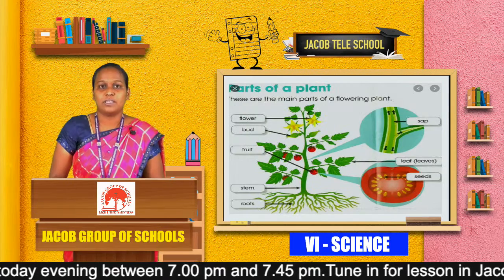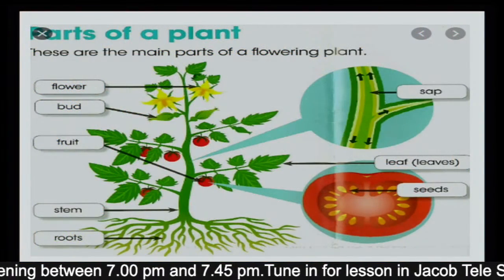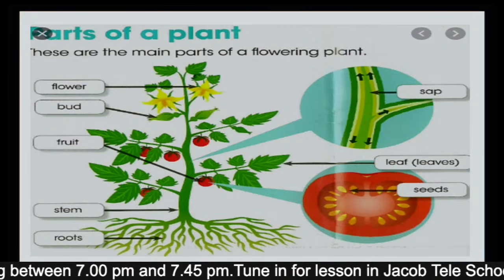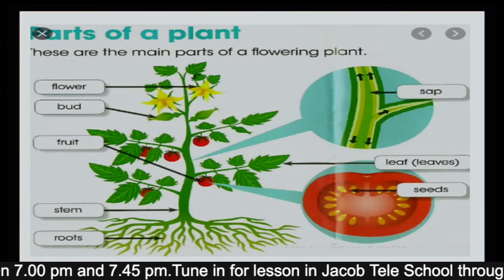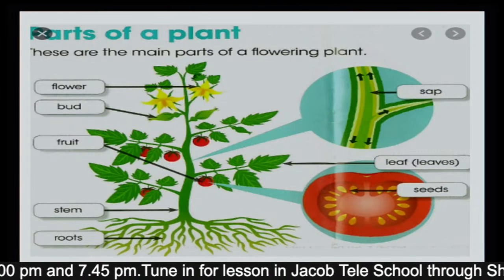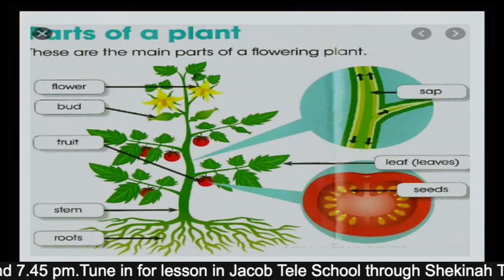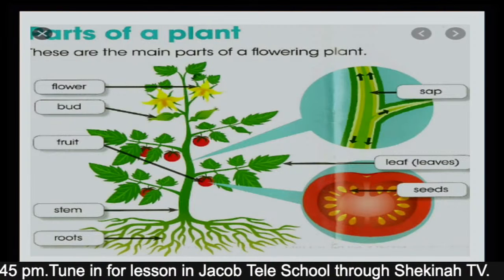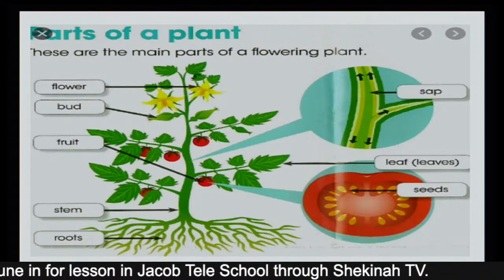Now look at the screen, children. These are the parts of a plant. All the flowering plants have these parts. What are they? Look at the picture. Roots, stem, leaf, flower, fruit, bud, and inside the fruit what is present? Seed is present. And one more thing is they are given sap.